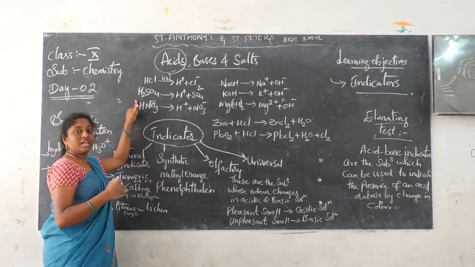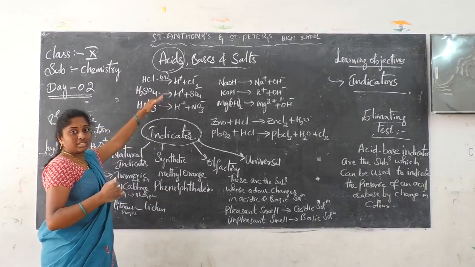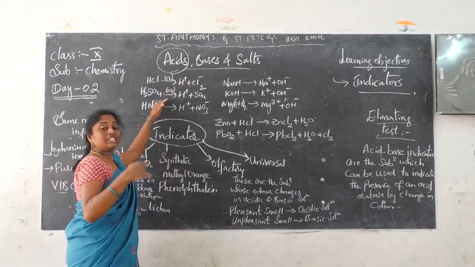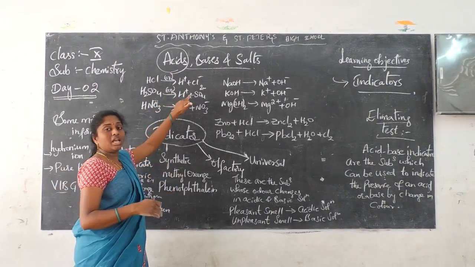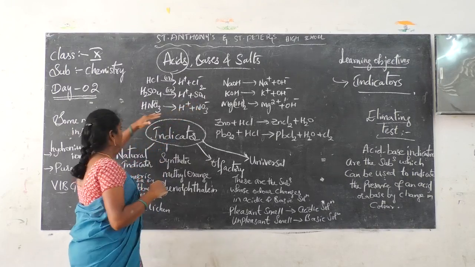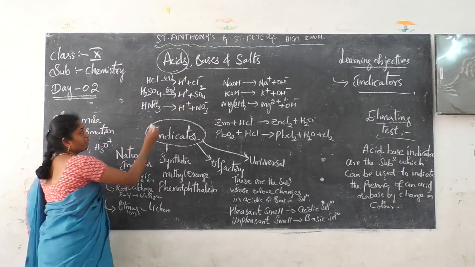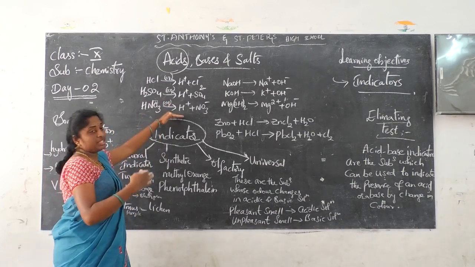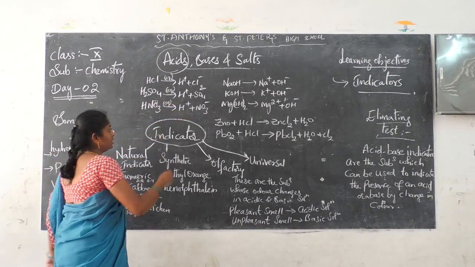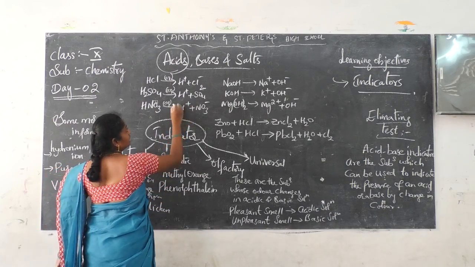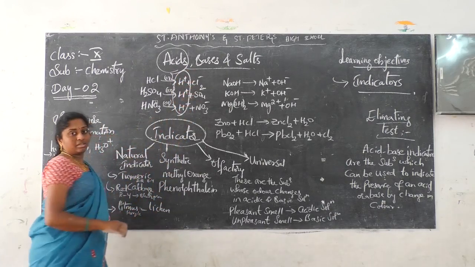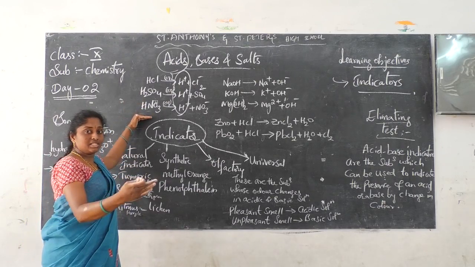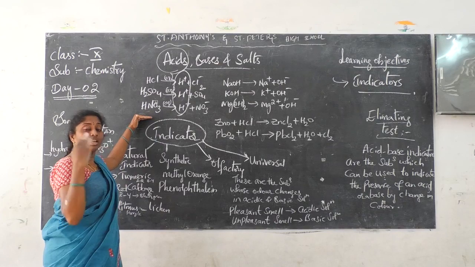The same way H2SO4, sulfuric acid. When you dissolve it in the aqueous solution, it splits into H plus and SO4 minus. The same way nitric acid. When you dissolve it into the aqueous solution, it splits into H plus and NO3 minus. So in all these cases you can see H plus ions are present. Which means, what is an acid? The substance which ionizes H plus ions is known as an acid.